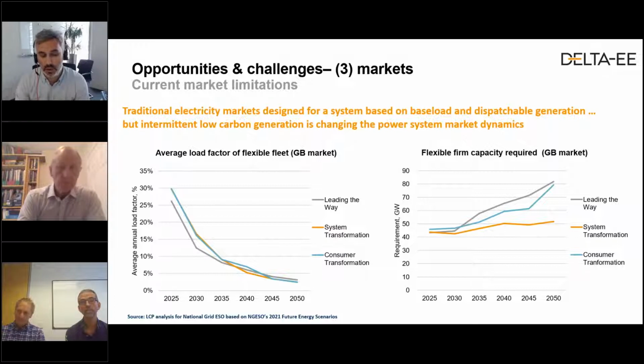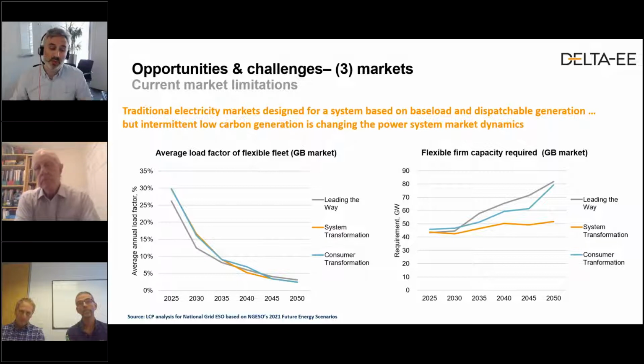So large coal plant or large gas plant, CCGTs, and they might be running 50, 60, 70, even 80% of the hours throughout the year. But as you move forward, and what the charts here are showing, renewable generation, so in the UK, a lot of that will be offshore wind, but also significant amounts of solar and onshore wind as well, will provide the vast majority of your generation.